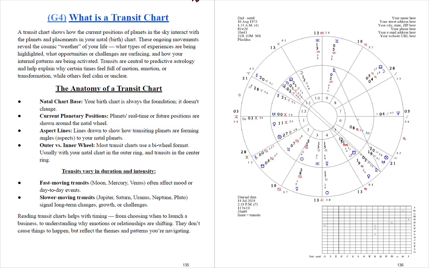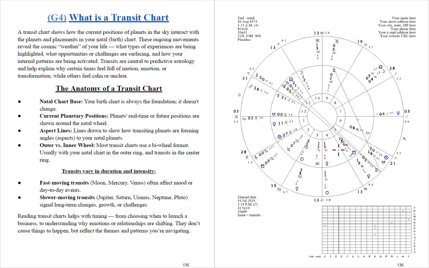These transits tend to influence your mood, energy levels, daily interactions, and short-term experiences. Because they move more quickly, their effects are usually noticeable but temporary, often setting a tone rather than defining outcomes. Fast-moving transits are especially useful for understanding day-to-day fluctuations and moment-to-moment emotional responses.